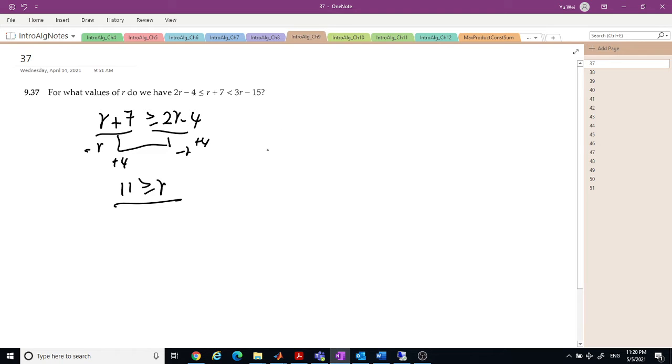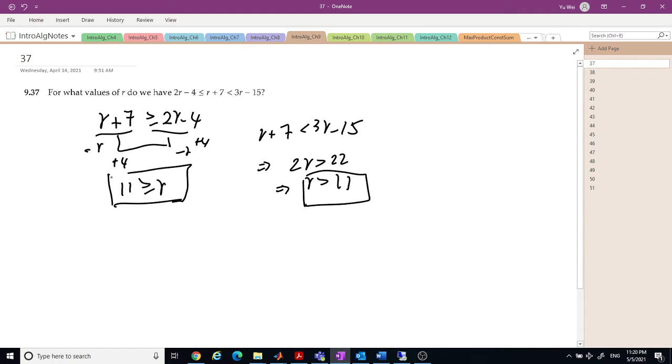And the other side is r plus 7 is less than 3r minus 15. So we get 2r greater than 22. So we have r greater than 11. So r should be greater than 11 and also less than or equal to 11. So there is no such r existing, right? So no solution.